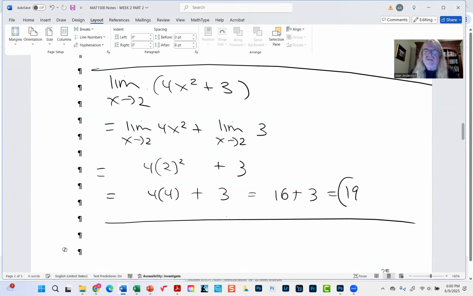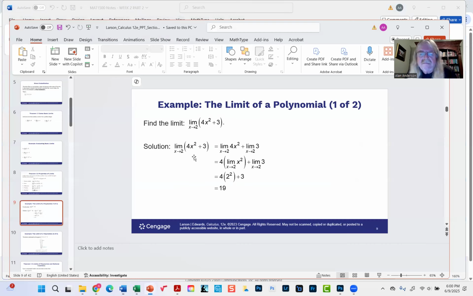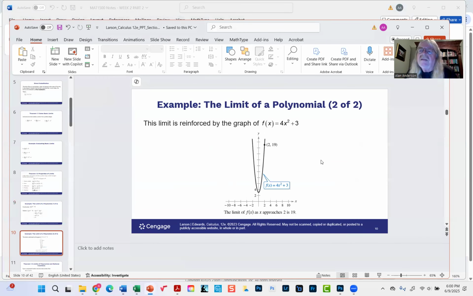So what's coming next? Oh, by the way, this is an interesting graph. If you take a look at this, this is the limit that we just calculated. If you notice, the limit was 19. As x approaches 2, the limit of this function is 19.